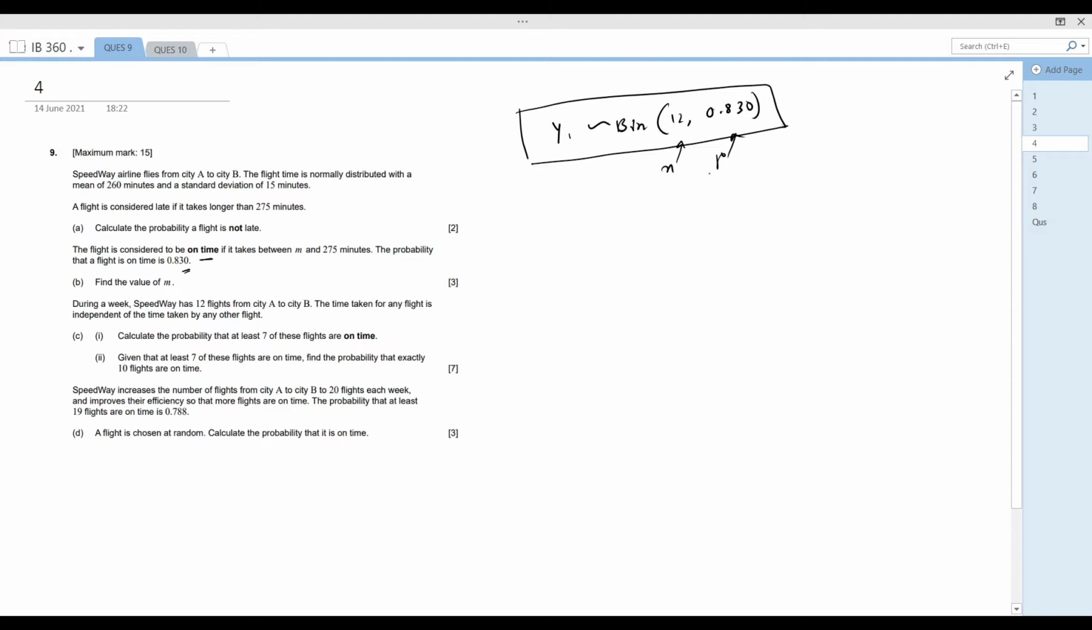Okay, so let's again start this. Here, as I have told, n equals 12 and p equals 0.830. Then the expectation E of X equals np, and the variance V of X equals np into 1 minus p, or we can say npq. This is the variance, and the standard deviation is root over npq. These are all the things that we can know from the binomial distribution.